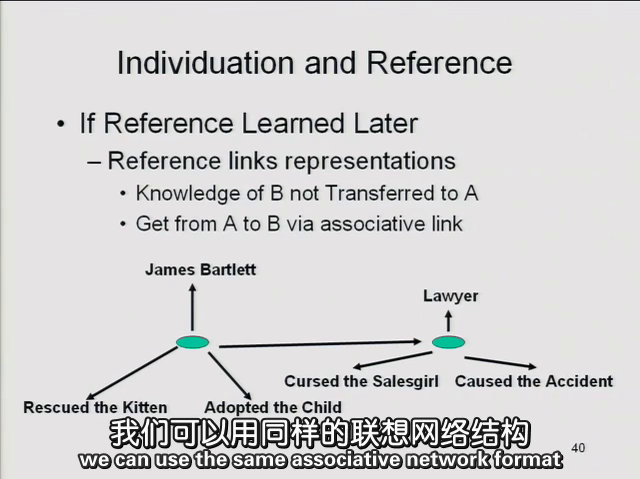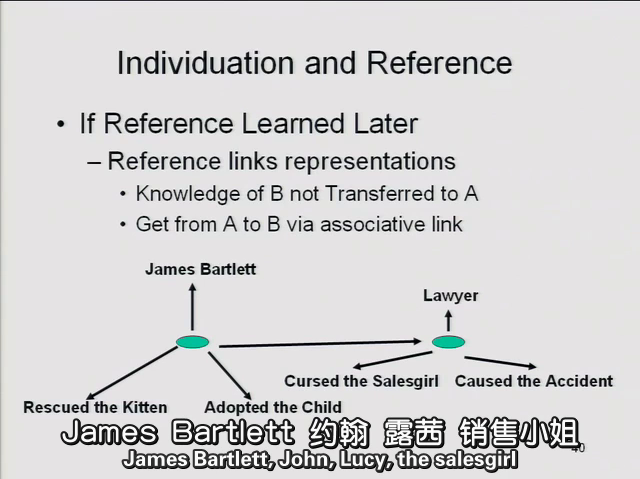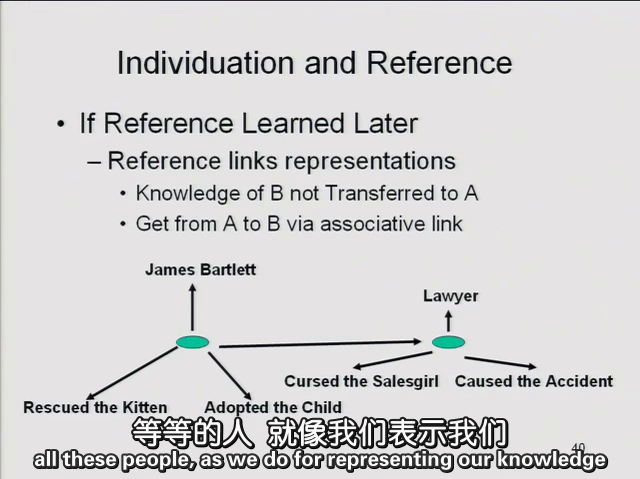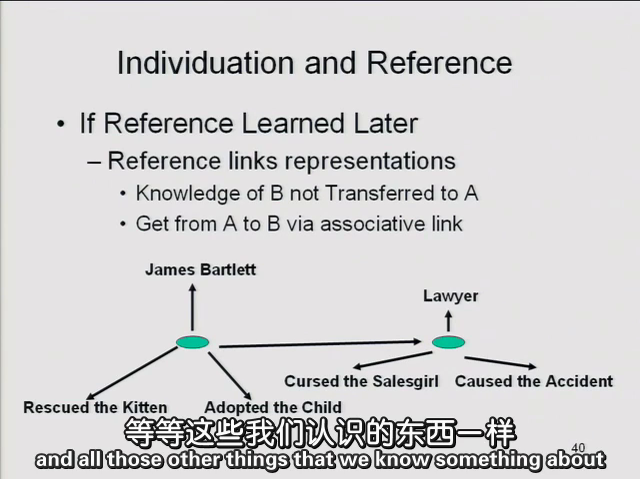We can use the same associative network format to represent our knowledge about individual people, James Bartlett, John, Lucy, the salesgirl, all these people, as we do for representing our knowledge about cars and trucks and birds and fish and trees and flowers and all those other things that we know something about.